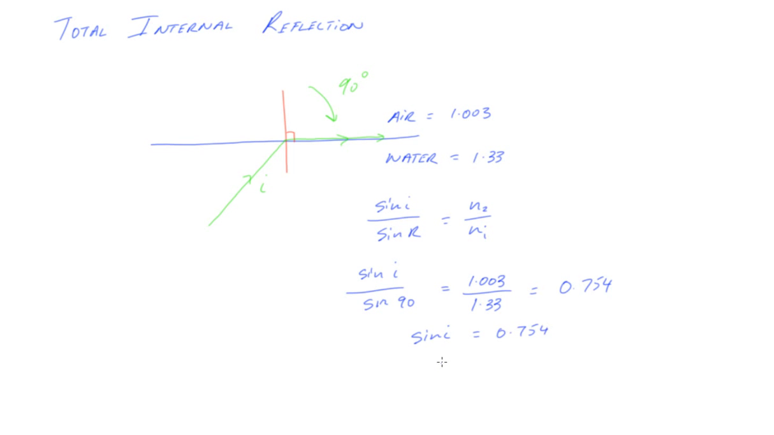0.754. So i is equal to the inverse sine of 0.754. So i is equal to 48.95 degrees. Now obviously that's too many significant figures, so considering the angles that you've been given, roughly to two significant figures, so I'm just going to go 49 degrees, and that's all.